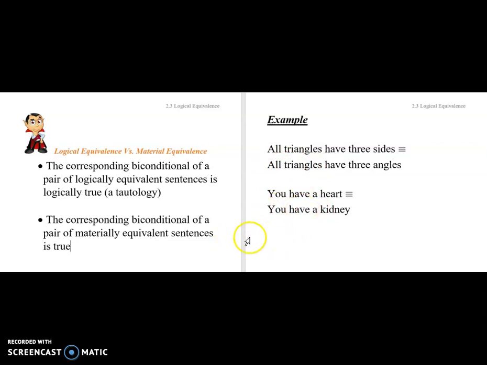Now, let's keep going and see if we can figure out which of these pairs of sentences are logically equivalent to one another. And you might have an instinct about that, right? Well, looking at it, it's going to turn out that all triangles have three sides is logically equivalent to all triangles have three angles, right?